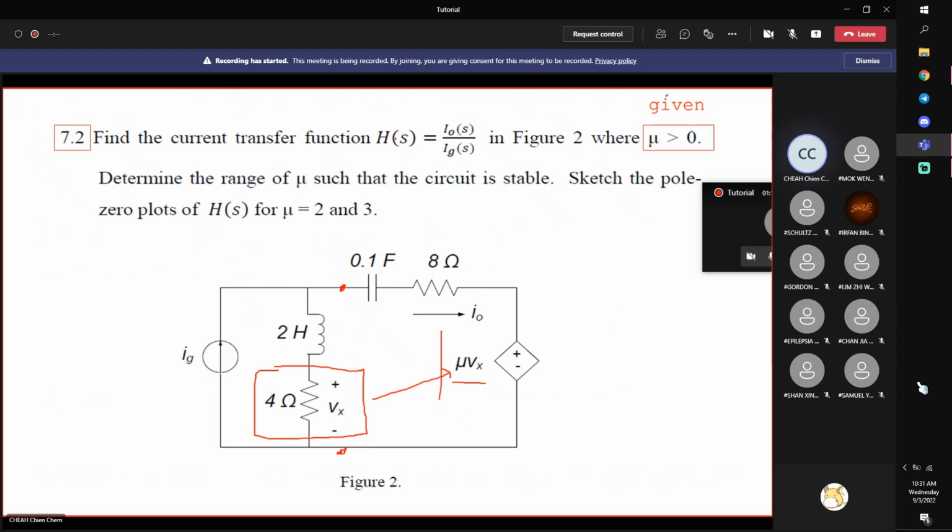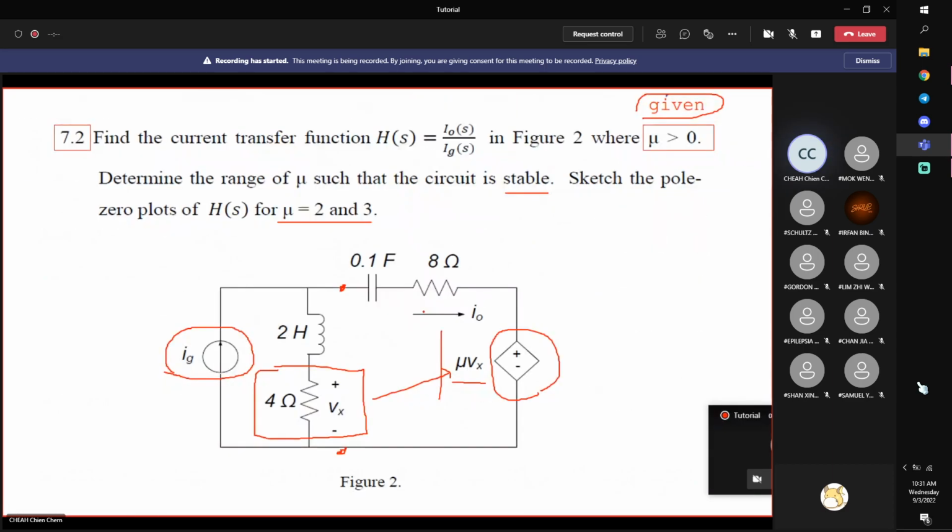Okay, here actually is similar to one of the questions, except that here we have a current source. Here we have a dependent voltage source. This voltage is dependent on the voltage across the 4 ohm resistor. And we need to analyze the stability of the system with different values of mu. And take note that mu greater than 0 is given. It's imposed by the question.